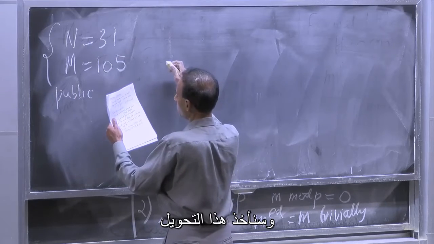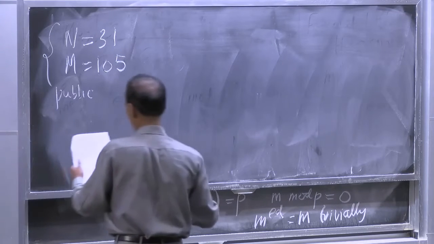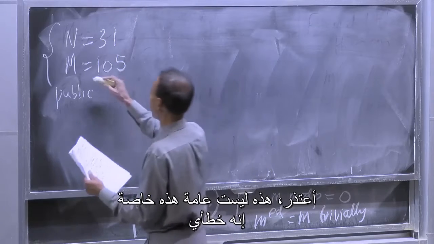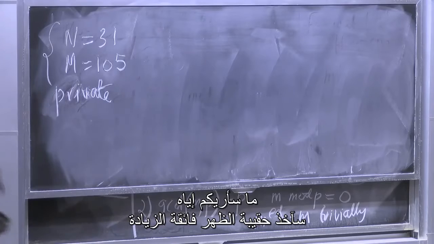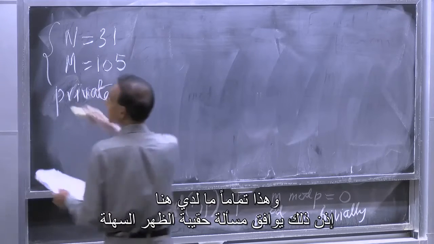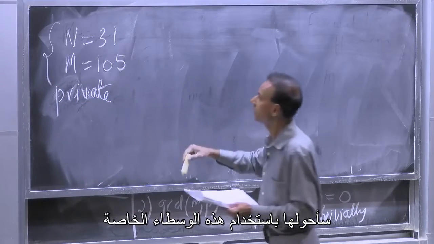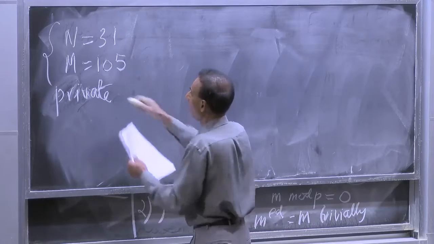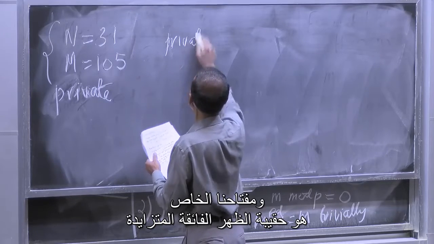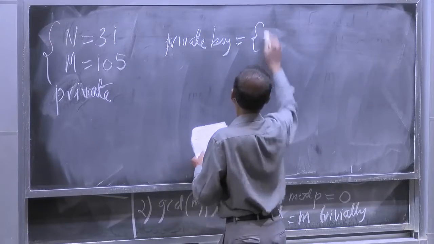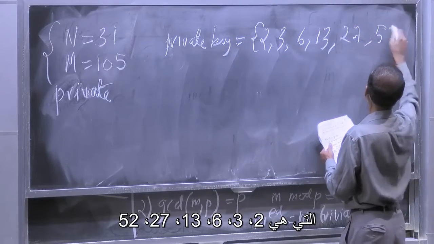And we're going to take, this is the transform. Oh, I'm sorry, these are not public. These are private. My bad. So what I'm going to show you is I'm going to take a super increasing knapsack, and that's exactly what I have up there. So that corresponds to an easy knapsack problem. I'm going to convert it using these private parameters, n equals 31 and m equals 105. And so our private key is our super increasing knapsack, which is 2, 3, 6, 13, 27, and 52.